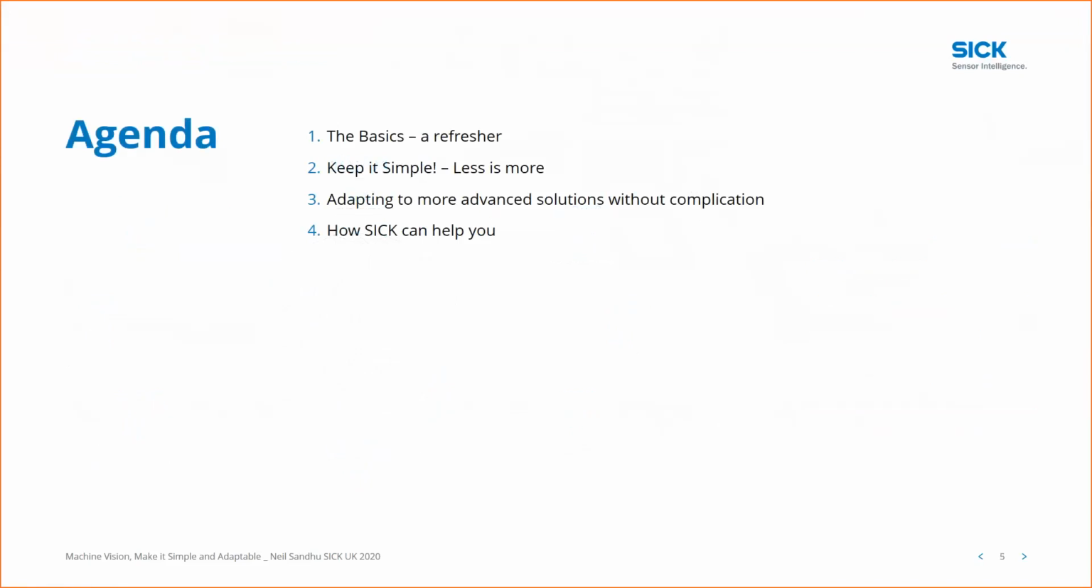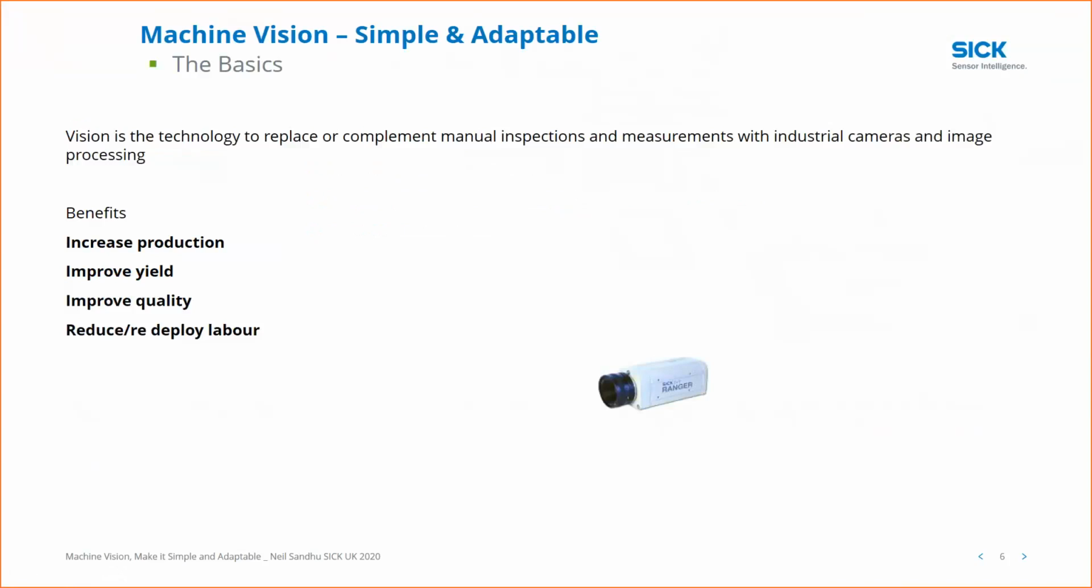So today's agenda is quite simple, quite basic, because we don't want to get too weighed down in too many technical details. The basics is just a refresher look at machine vision and a bit of background, and then looking at some simple tasks and some more advanced solutions, and where we can come in and assist you. If we take vision itself, machine vision is an automatic way to inspect and view manufactured products and objects using cameras.